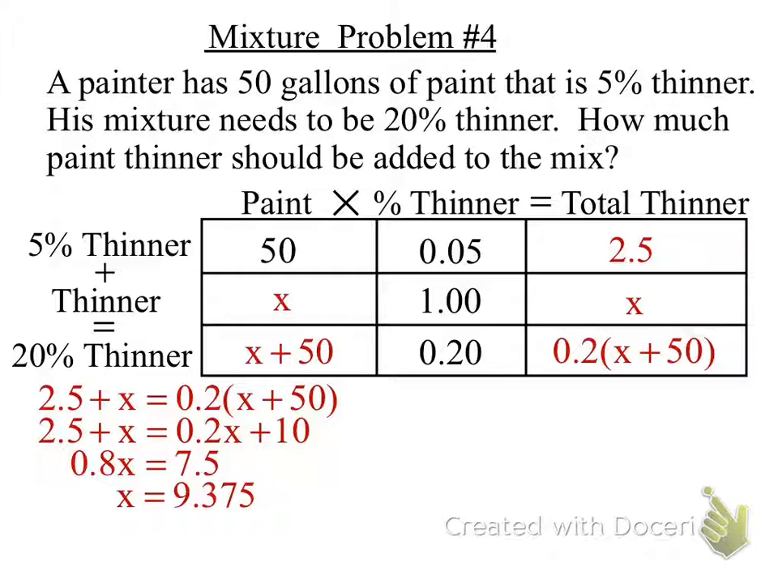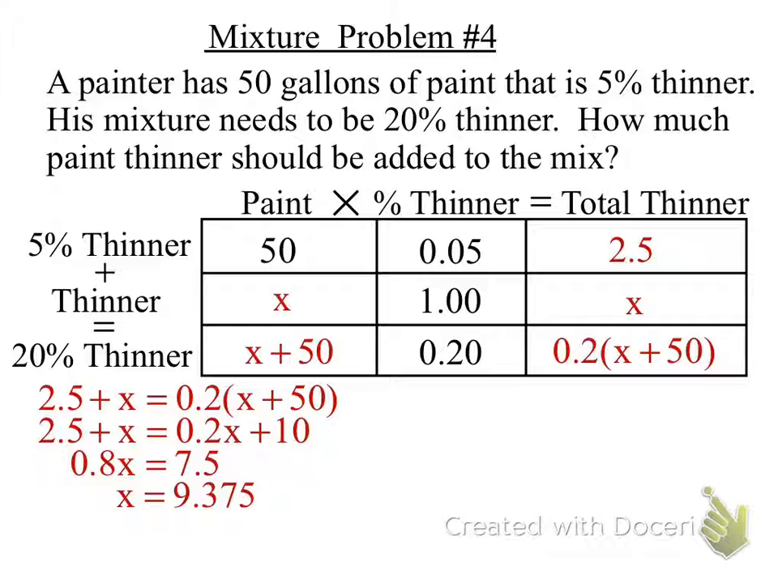Why wasn't it like in the last question, where it was 0% for the water, so why was it 1 in this one? Because in the other one I'm trying to weaken the salt with water. How much salt is in the water? 0. Here I'm taking paint with 5% and adding more paint thinner, 100%. I want to water down the paint, make it less paint and more thinner. The other one was making it less salt, more water. Going the other direction.